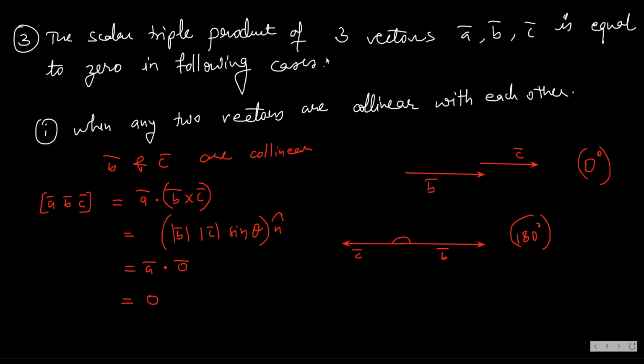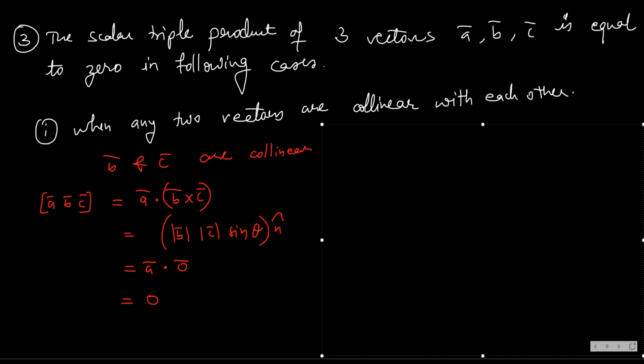If any two vectors are collinear in a scalar triple product, now you have another case. Suppose A bar and B bar are collinear. This is the case when B bar and C bar are collinear, so the cross product is 0. Now suppose you have A bar collinear with B bar, then what will happen?